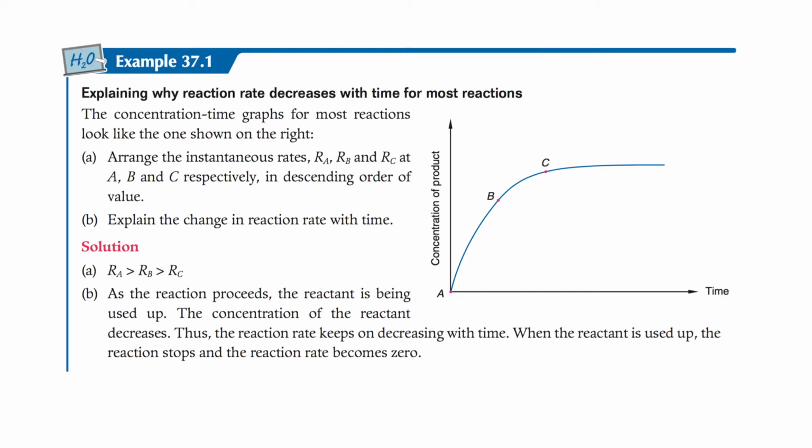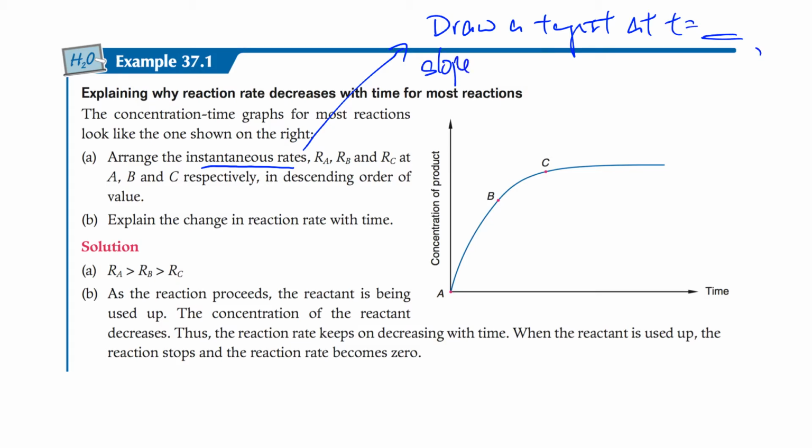So the concentration time graph is shown right here. First of all, you're going to arrange the instantaneous rates RA, RB, RC at A, B, C in descending order. So we are talking about instantaneous rate. Recall your memories. We need to draw a tangent at that time, and then the slope of the tangent will equal the instantaneous rate.